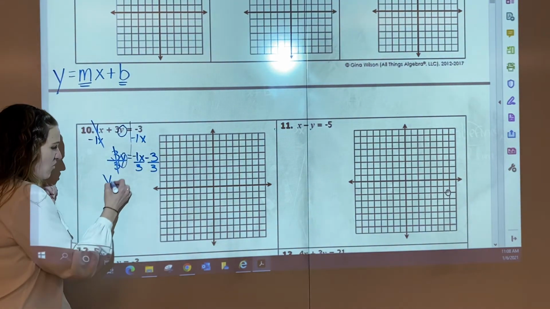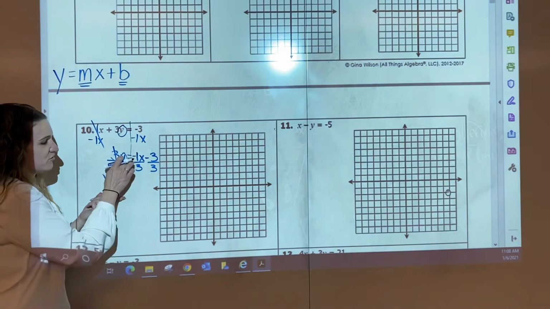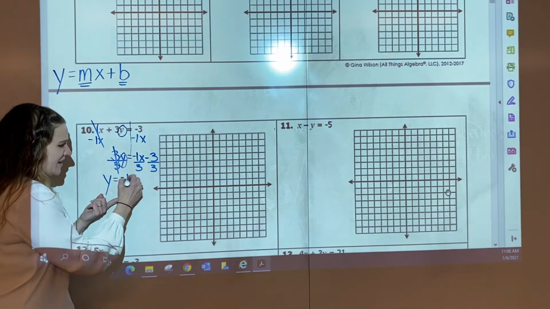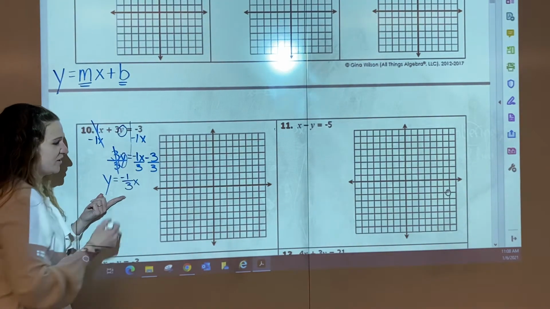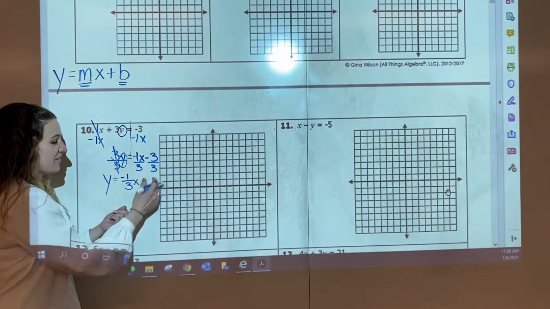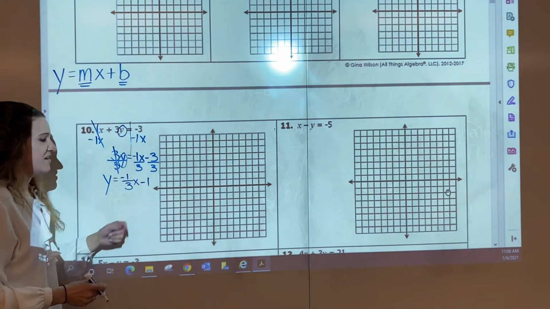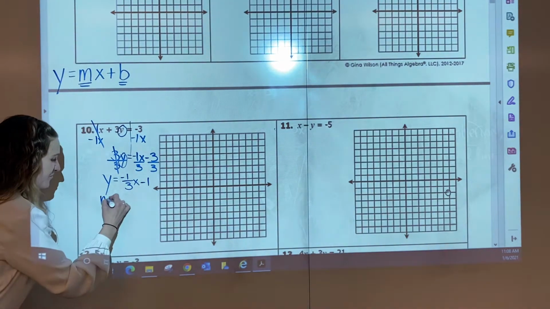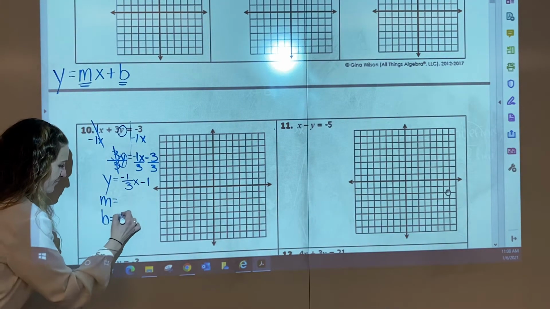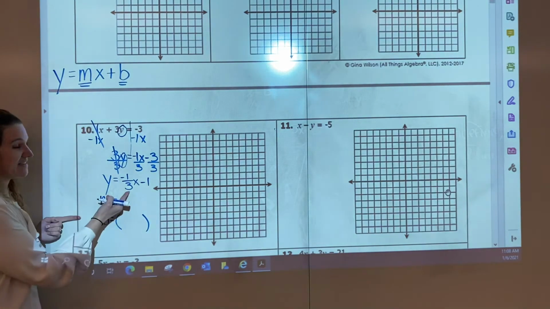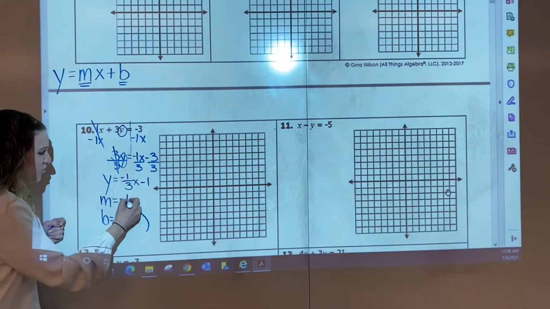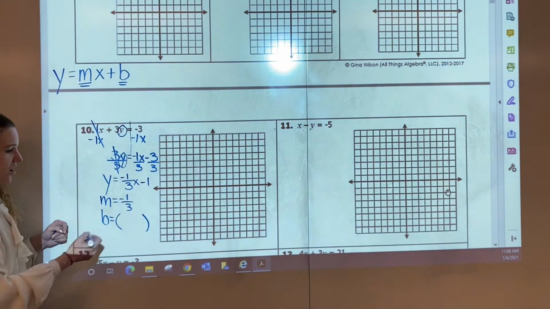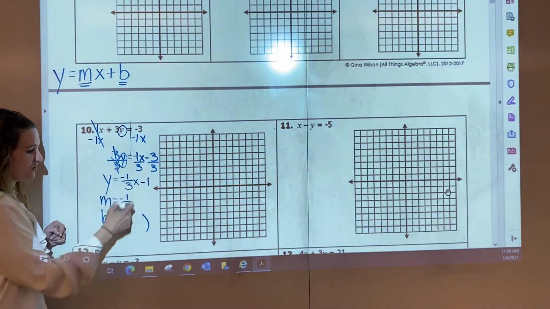Next, these cancel out. I'm going to drop down my y equals. Over here, you'll notice I have negative 1 over 3. That's not going to simplify. It's going to stay negative 1/3. And negative 3 divided by 3 gives you negative 1. I'm in slope-intercept form. It looks great. Let's identify our slope and our y-intercept. Now our slope here, attached to that x term, is negative 1 over 3. Our y-intercept is going to be (0, negative 1).